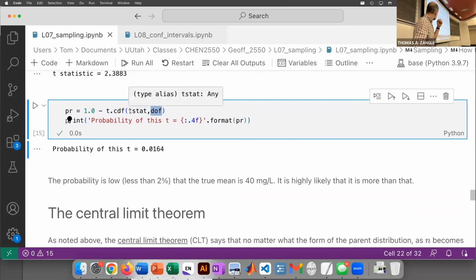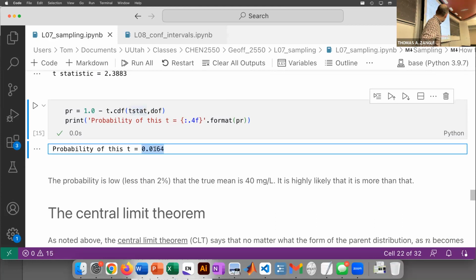And so when we evaluate the CDF for our t statistic and this number of degrees of freedom, we see that we have a very low probability, 0.016, so less than 2%. And this is telling us that the probability that the true mean is 40 milligrams per liter is pretty low, given that we had this measurement at 46 milligrams per liter. So it's highly likely the mean is greater than 40 milligrams per liter.